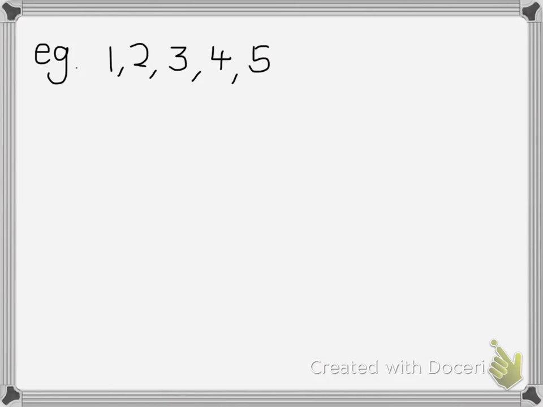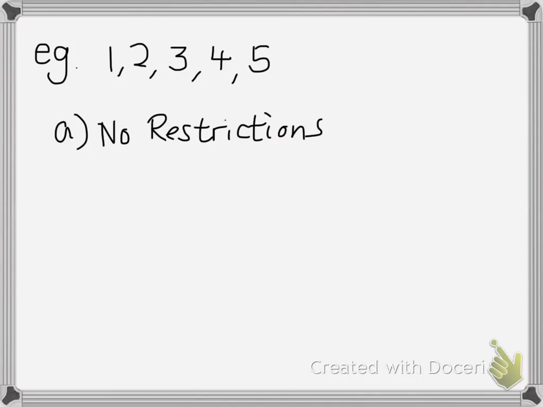Let's say you have this example, the digits 1, 2, 3, 4, 5. Let's say first, how many ways can you arrange these digits? Of course, the condition is that each is used only once. That means there is no such thing as 1, 1, 1, 1, 1 or 2, 2, 2, 2, 2, for example. Each of these digits, 1, 2, 3, 4, 5, you can only use one time.